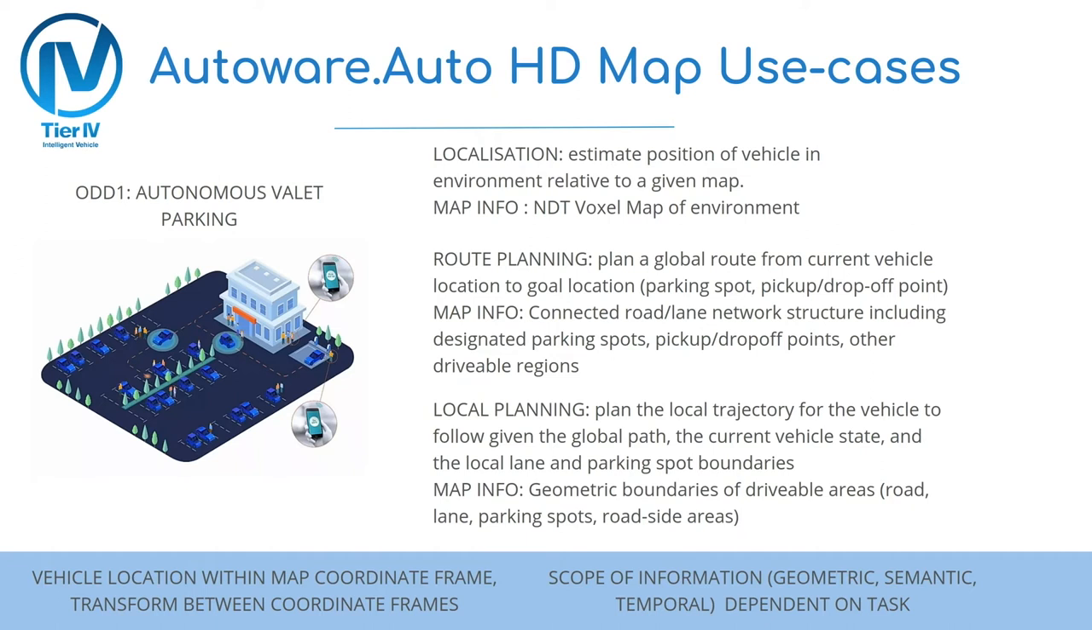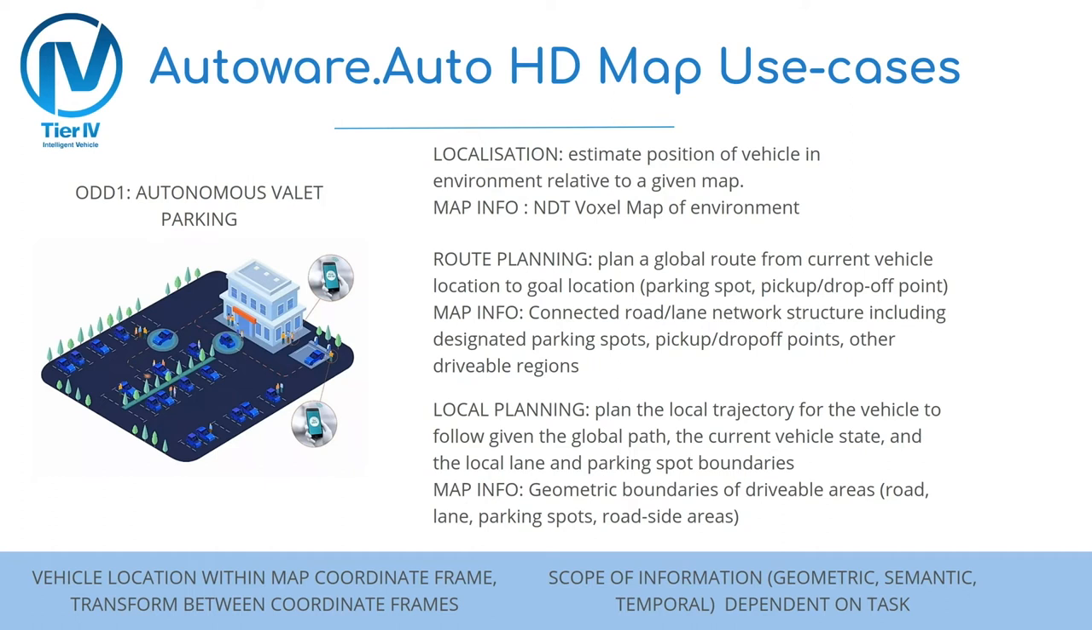Local planning. The system must be able to plan a local trajectory to navigate the global route and execute a parking maneuver, given the current vehicle state, the local lane, and the parking spot boundaries. The HD map must therefore contain the geometric boundaries of drivable areas such as roads, lanes, parking spots, and roadside areas.